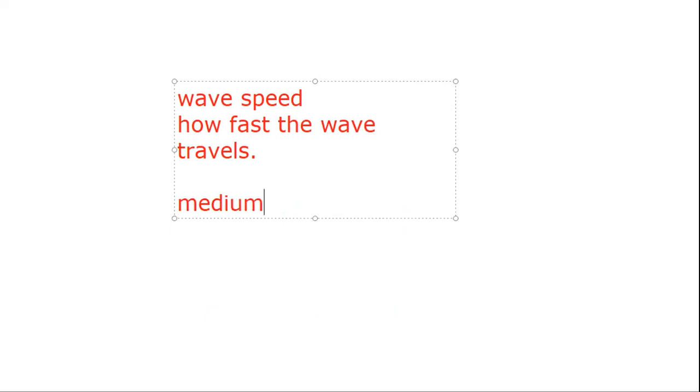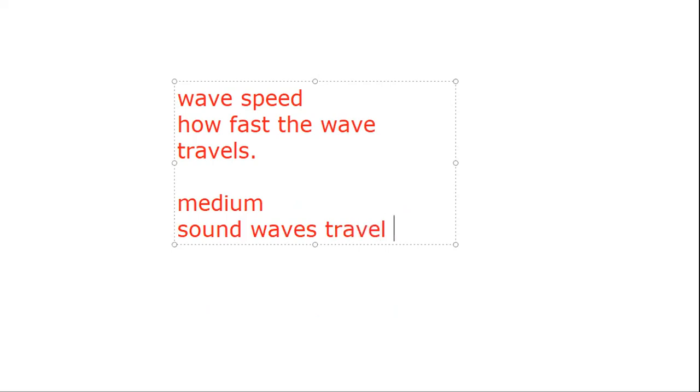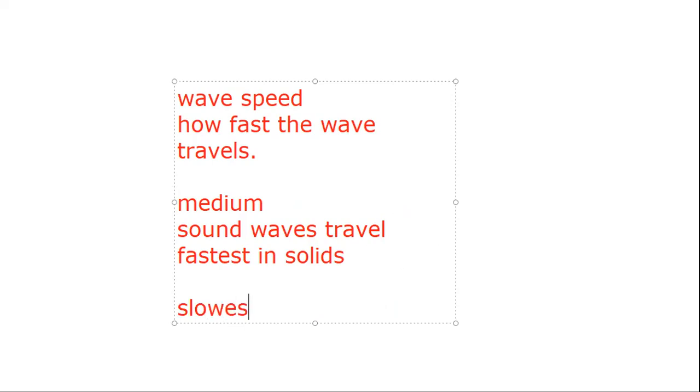Okay, the wave speed depends on the medium. For example, sound waves travel fastest in solids. Okay? Sound waves, the same type of waves, travel fastest in solids and slowest where? In air.